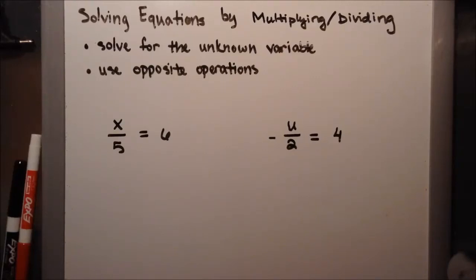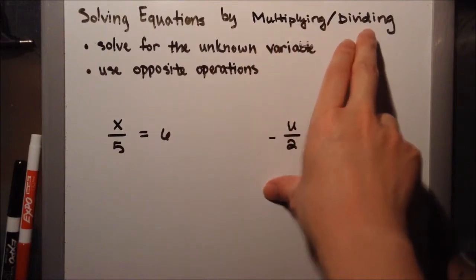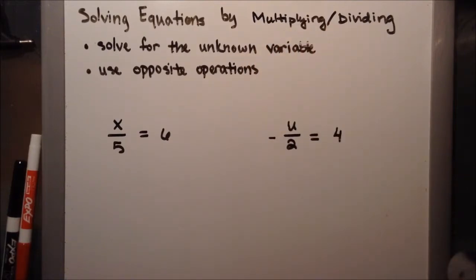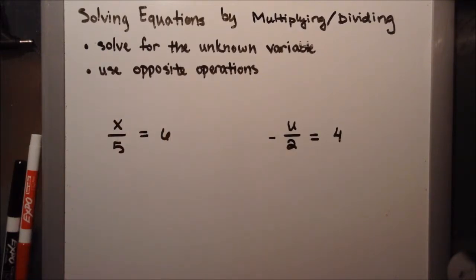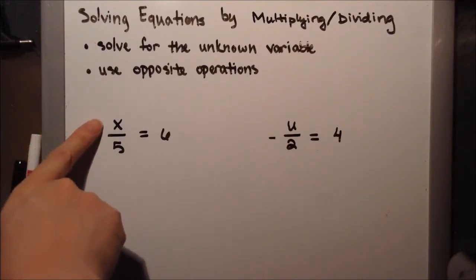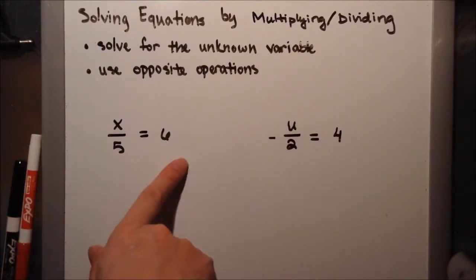In the second part, we're going to continue with solving an equation, but now we're going to focus on multiplying and dividing. So just like before, we solve for the unknown variable, trying to get it by itself, and then use opposite operations. So, in our first example, we have x over 5 equals 6.